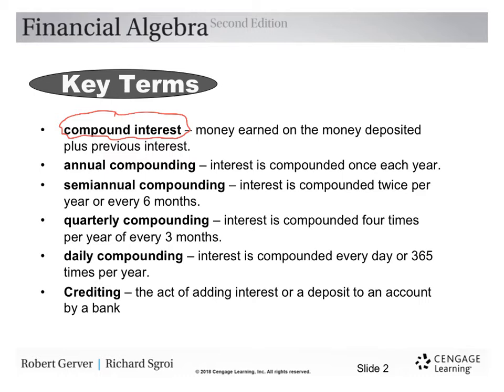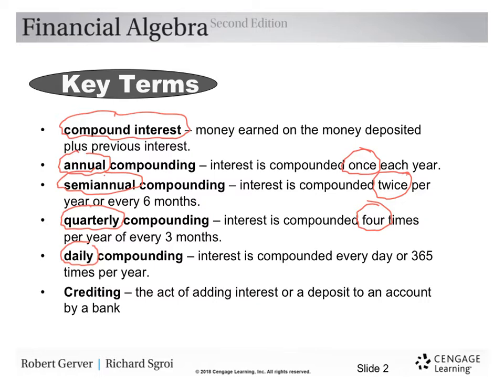All right, the next is annual compounding. This is where interest is compounded once a year, all right? The next, semi-annual compounding. This is the same thing, except interest is now compounded twice per year or every 6 months. And obviously, as we keep going here, we've got quarterly compounding. This is where interest is compounded 4 times a year or every 3 months. And then lastly on our list here is daily compounding.